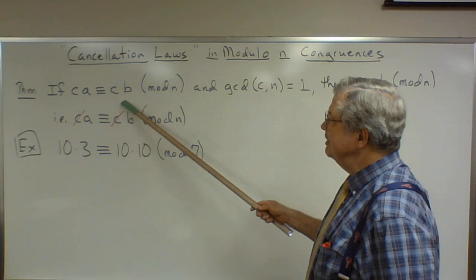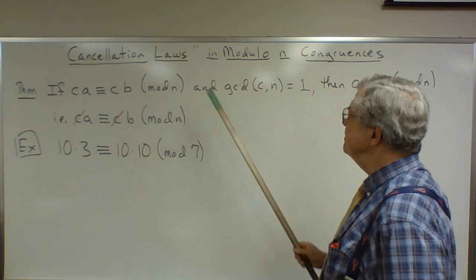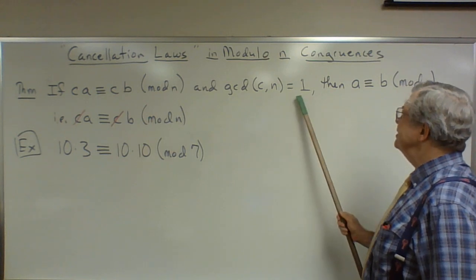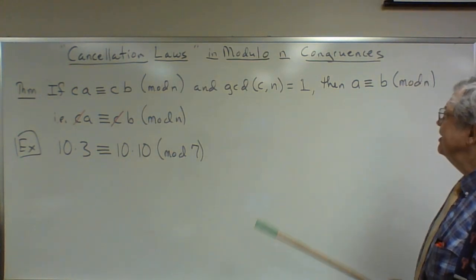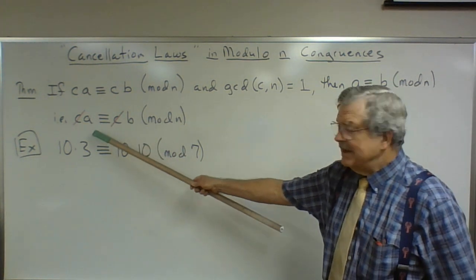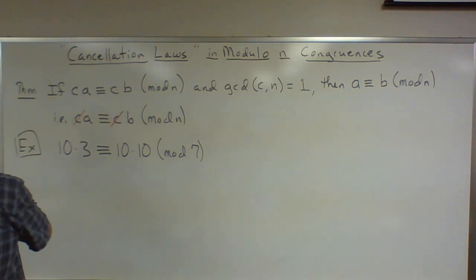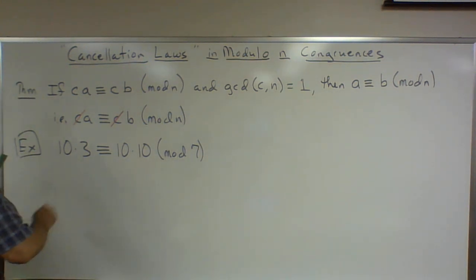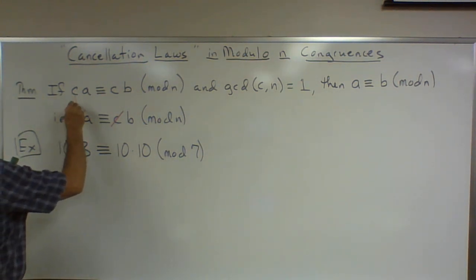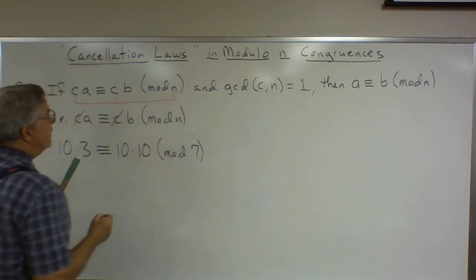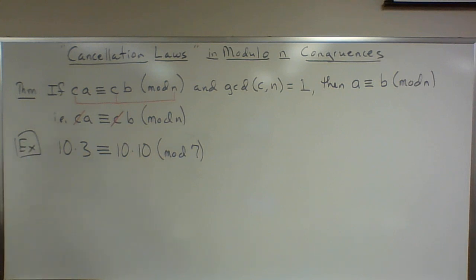Anyway, this is our first cancellation law. If CA is congruent to CB modulo n, and C and n are relatively prime, then we can cancel the C's. So do we get that? If the common factor C and n are relatively prime, we can cancel the C's from both sides of the congruence.